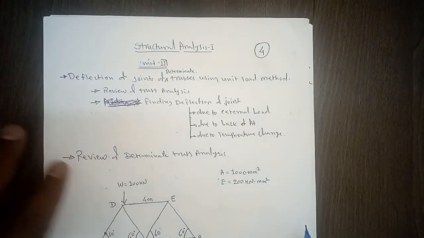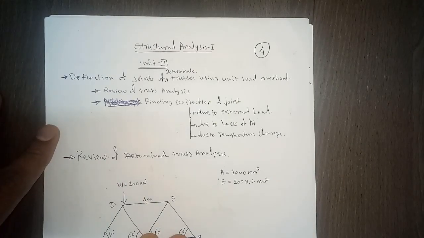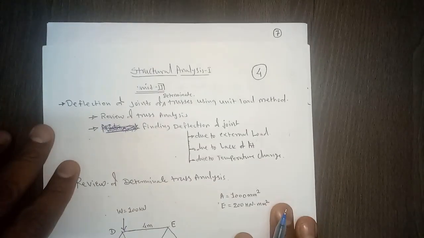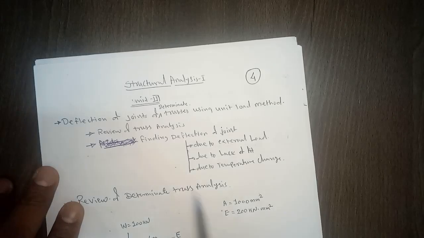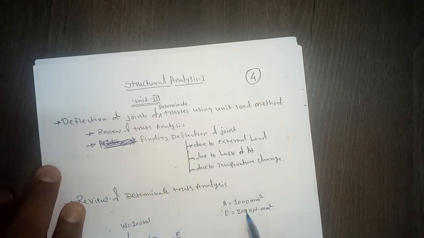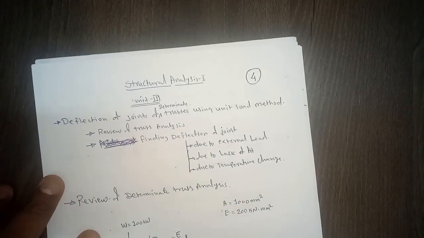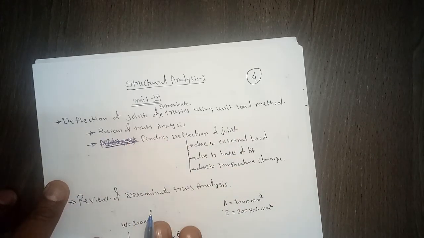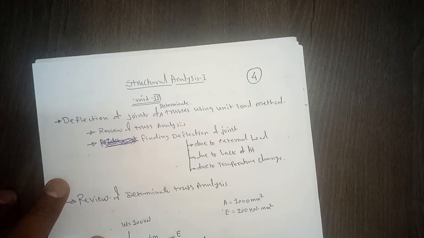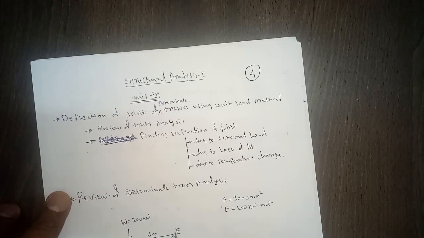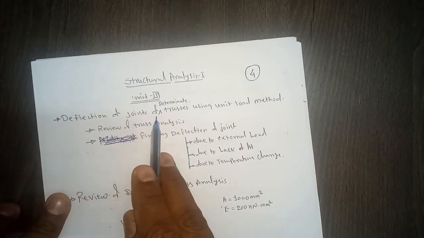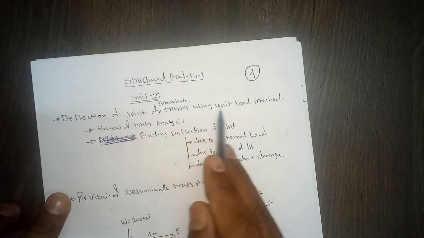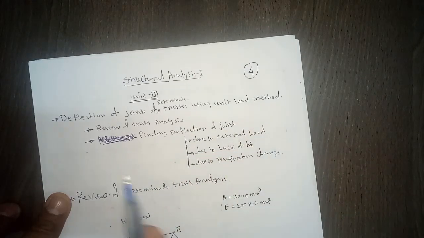To solve this problem using the unit load method, first we should know how to analyze a truss, and you have determinate trusses only. Here we will be discussing only determinate trusses, so no indeterminate structures at present. So, deflection of a joint of a determinate truss using the unit load method.